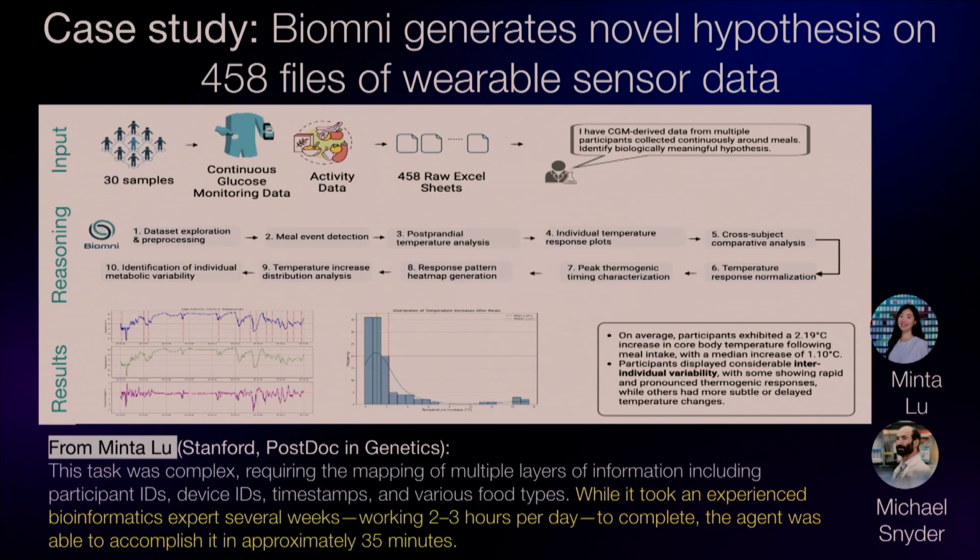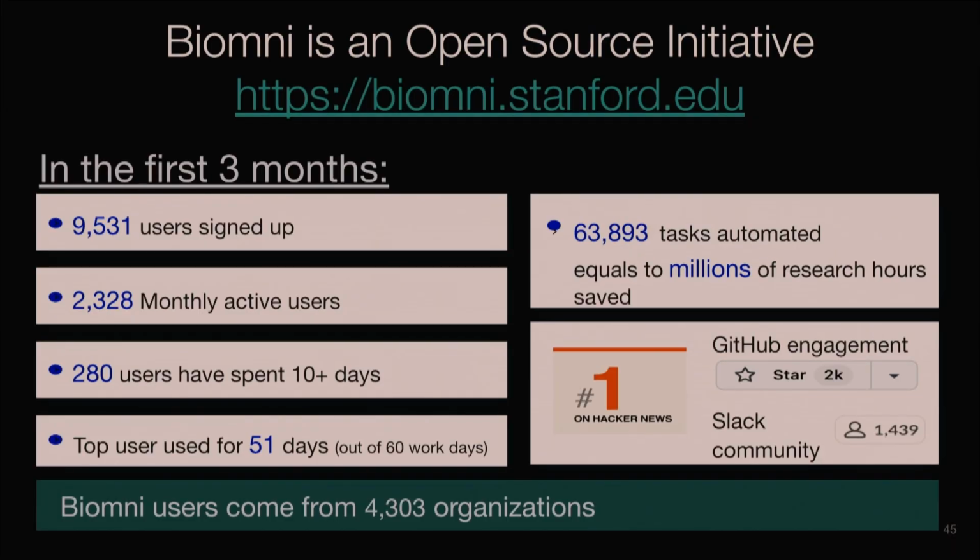scientifically valid hypotheses. Minta, who's a scientist in Snyder Lab, said, while it would take me about 2 to 3 hours per day and several weeks to complete this, the agent has done it in 35 minutes. So this just shows how accessible these advanced tools now become. And we have actually released this to the public as an open source project. And in 3 months, we had nearly 10,000 scientists use it.